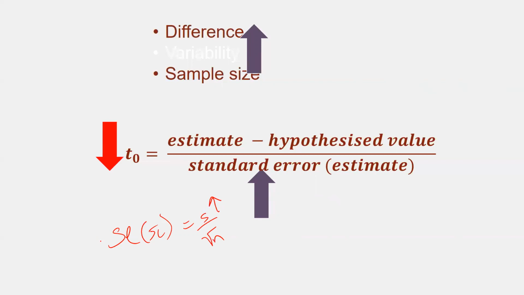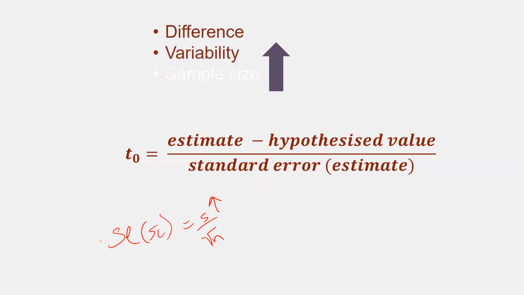Remember, more variability, that's like more uncertainty, right? A less clear picture of what's going on. And if you're more uncertain, then being able to get evidence against your null hypothesis is going to be more difficult because you're not really sure what's going on.